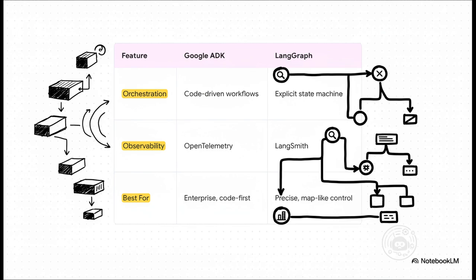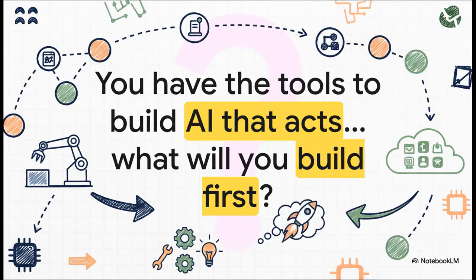So what's the bottom line? ADK is really geared towards building robust, scalable agents for enterprise use where code is king. LangGraph is perfect when you need that super precise, map-like control over a really complex process with lots of loops and branches.